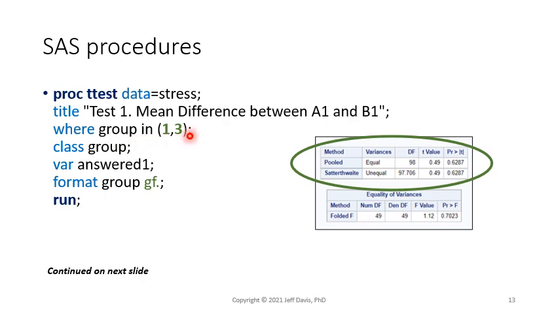Semicolon, class group. Here's where we're telling SAS that group is the independent variable. And here's where we tell it the dependent variable. So var answered 1, semicolon. Then, to help us interpret what we're seeing in some of the output, we want SAS to use the format we created, GF, for the variable group.